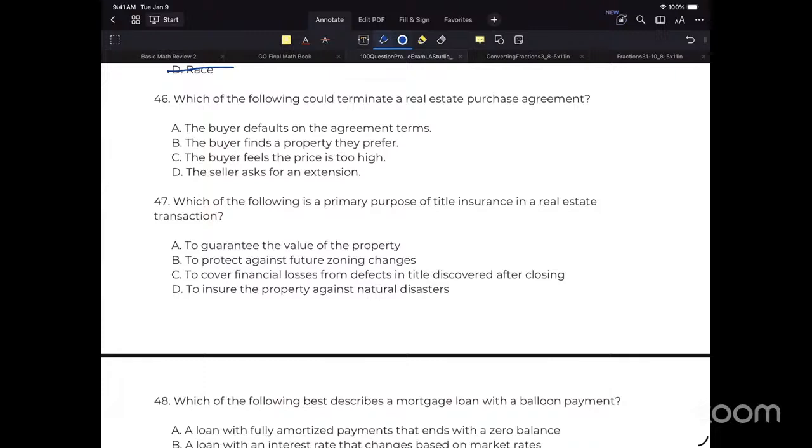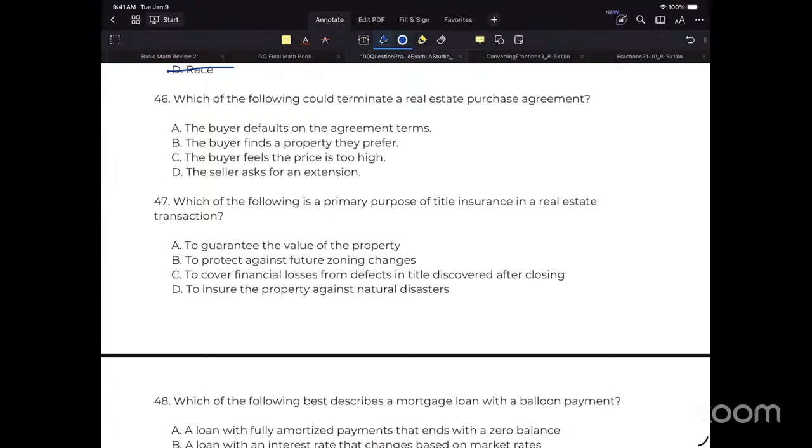46. Which of the following could terminate a real estate purchase agreement? Is it A, the buyer defaults on the agreement terms? B, the buyer finds a property they prefer? C, the buyer feels the price is too high? Or D, the seller asks for an extension?